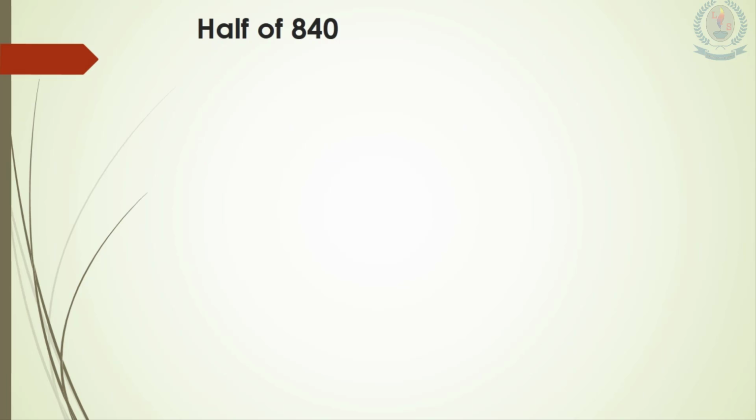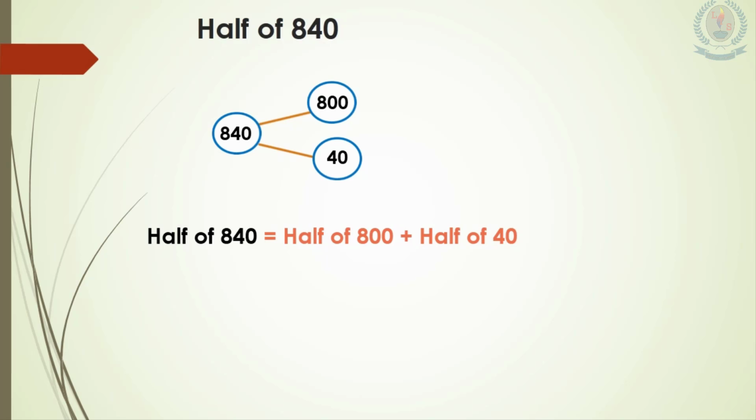Now let's find the half of 840. We regroup 840. Now let's find the half separately. Half of 840 equals half of 800 plus half of 40. Half of 800 is 400 and half of 40 is 20. 400 plus 20. Half of 840 is 420.